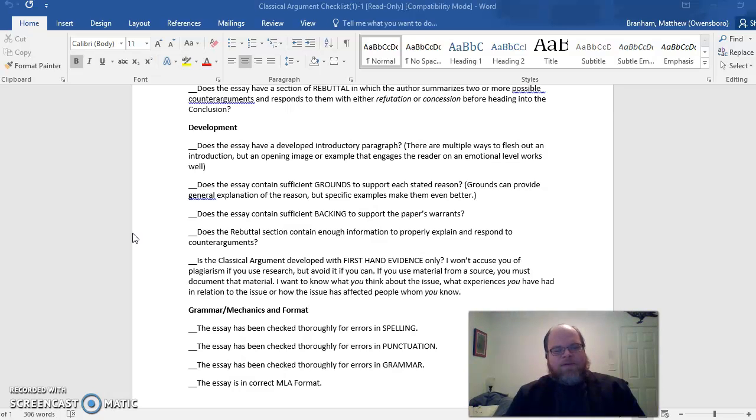Then with the rebuttal section, you're summarizing opposing arguments. So be even-handed with those. Try to represent them as objectively as possible, and then respond to them however you can, again, to defend your claim against those opposing arguments. And again, just to reiterate, the classical argument should be developed with first-hand evidence only.